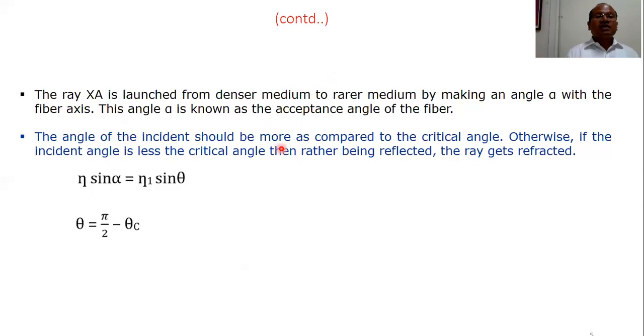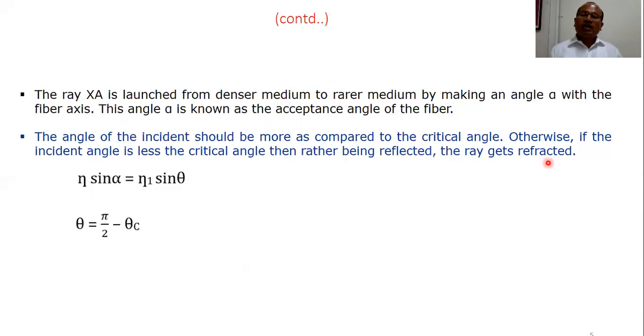The angle of incidence should be more than the critical angle, we know that, so that TIR happens. The angle of incidence must be greater than the critical angle. Otherwise, if the incidence angle is less, then the light will get refracted.